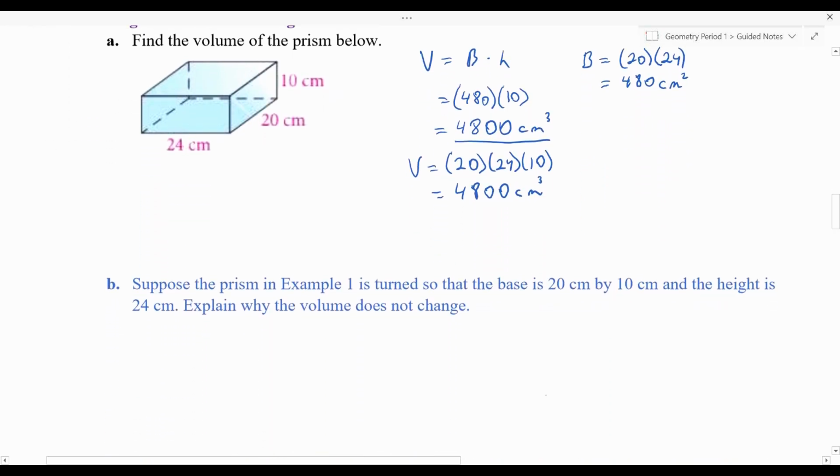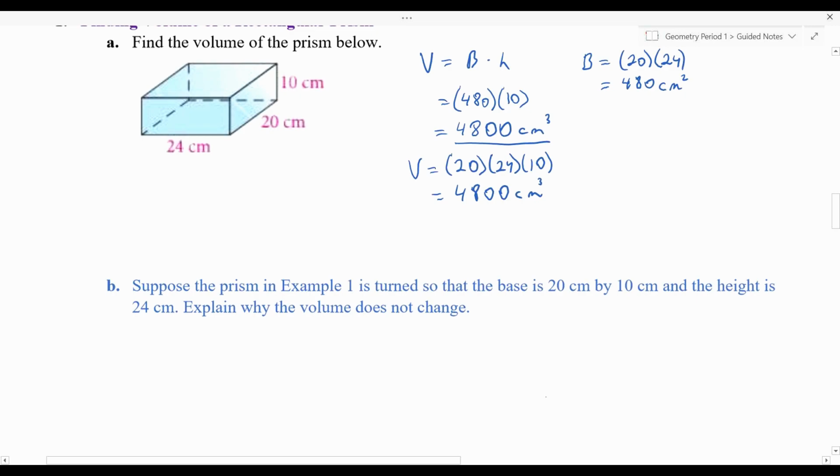Part B, as usual, is yours, and I'm going to leave the diagram there because we're going to be making use of it as well. It states, suppose the prism in example 1 is turned so that the base is 20 centimeters by 10 centimeters and the height is 24 centimeters. Explain why the volume does not change. Take a good look at it and see if you get the same answer and reasoning that I do. Good luck.